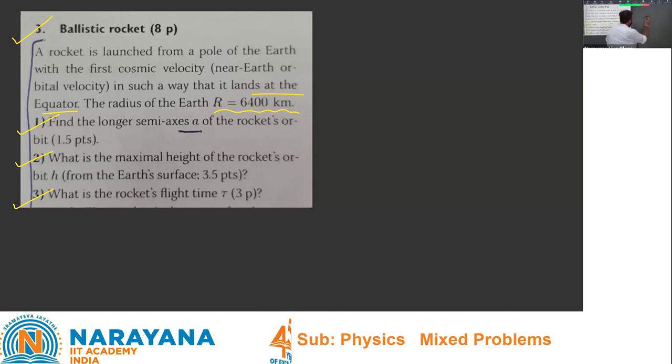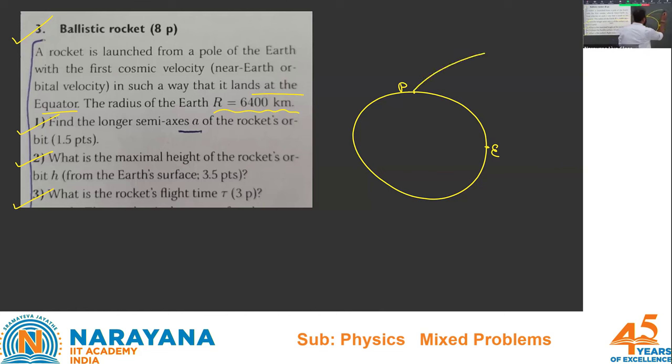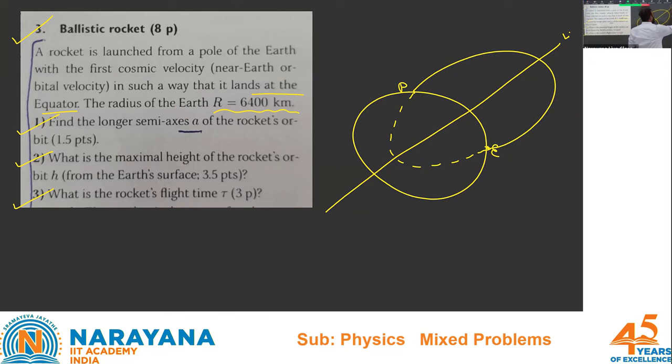Right? So let me draw the fundamental picture. Let's say this represents Earth. This is the pole point. This is the equatorial point. यहाँ से launch किया है and finally it lands up here. So let me draw an elliptical orbit, which is somehow symmetrical, something of this sort. If I would have completed it, it would have looked like this. So this is the line of symmetry for the elliptical orbit.